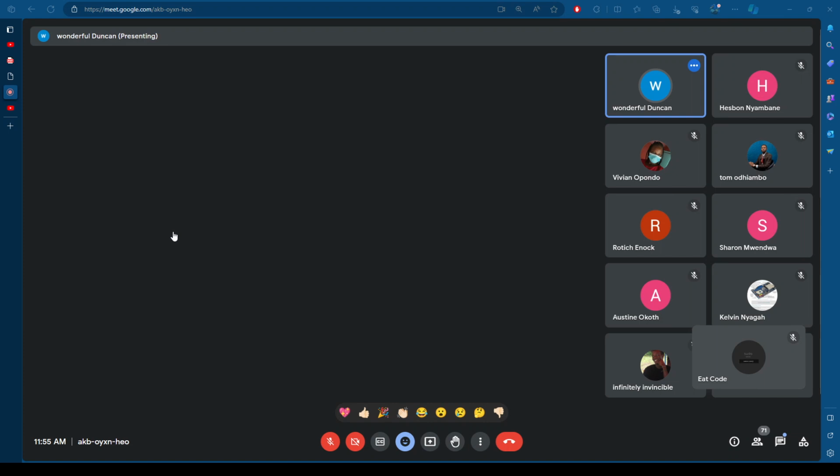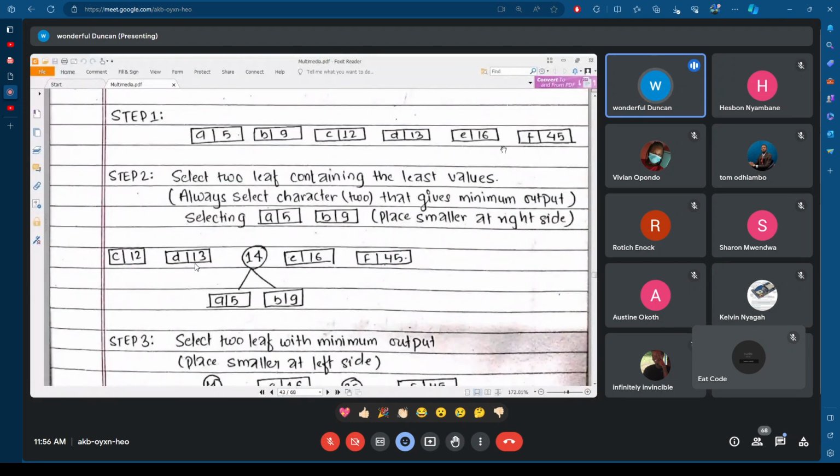Now you look at the ones with the least values, and we have 5, A has occurred 5 times and B 9 times. So these two are the ones containing the least values. So we bring them on the left side, the character that gives the minimum output. Selecting A at 5, B at 9 places more at the right side. So you bring it on your left side.